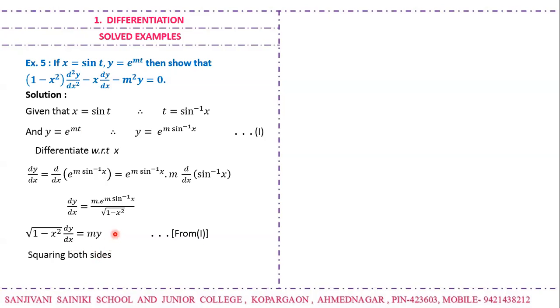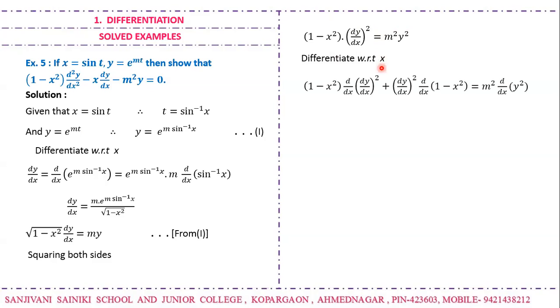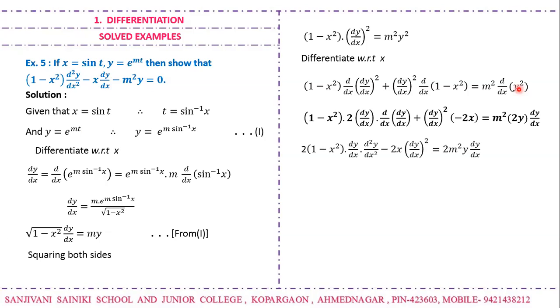Why are we taking the square? Because here root 1 minus x square is there. So after taking the square, differentiate with respect to x. Here you have to use the product rule: first function as it is into derivative of the second, plus second function as it is into derivative of the first. So 1 minus x square, and the derivative of (dy by dx) square is 2 dy by dx into d by dx of dy by dx. Then this as it is, the derivative of 1 minus x square is minus 2x. The derivative of y square is 2y dy by dx.